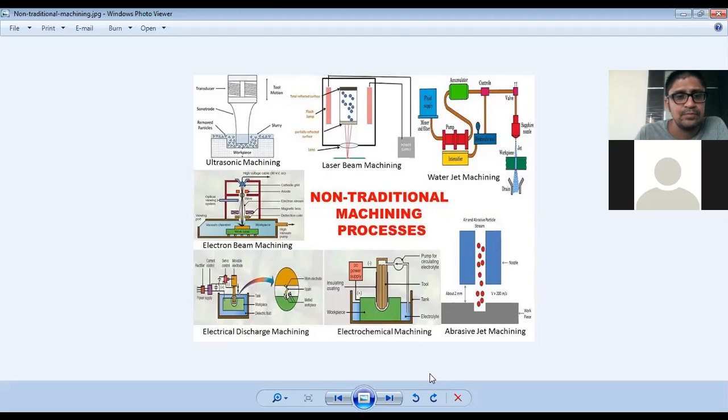Second thing would be MRR, at what speed, at what rate they can remove the material. And the third machining quality would be the dimensional tolerance.